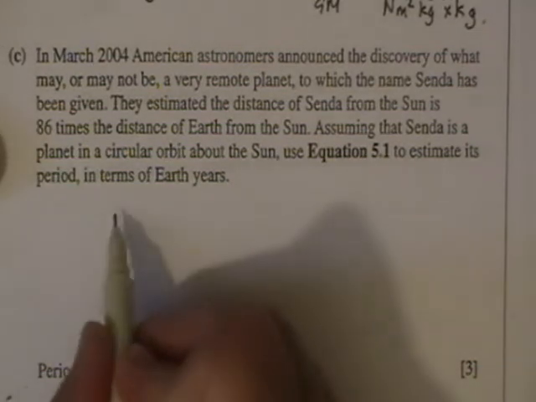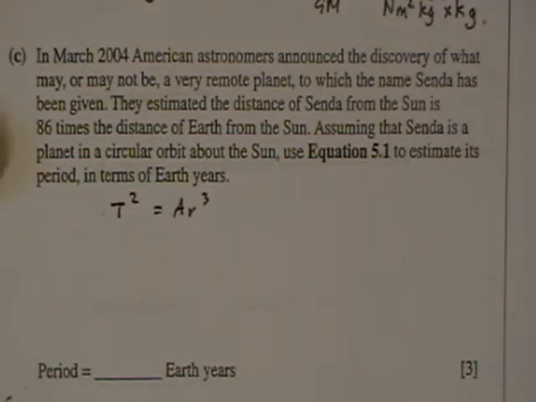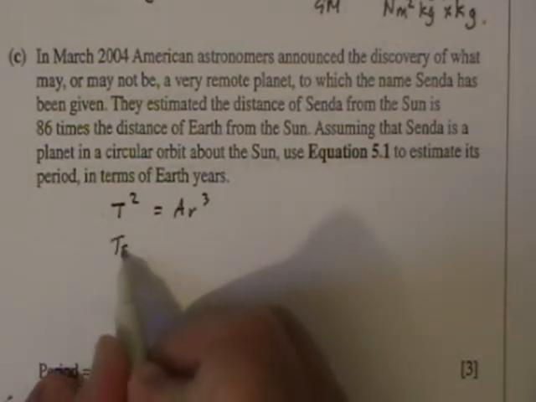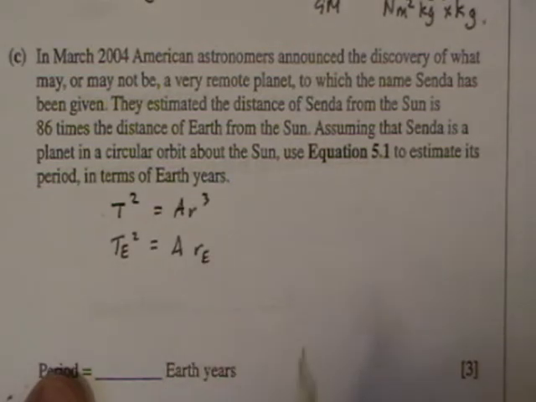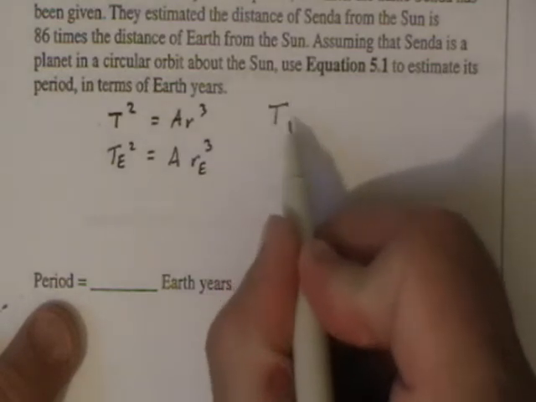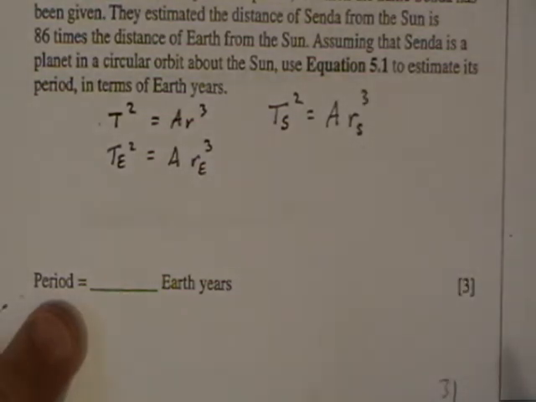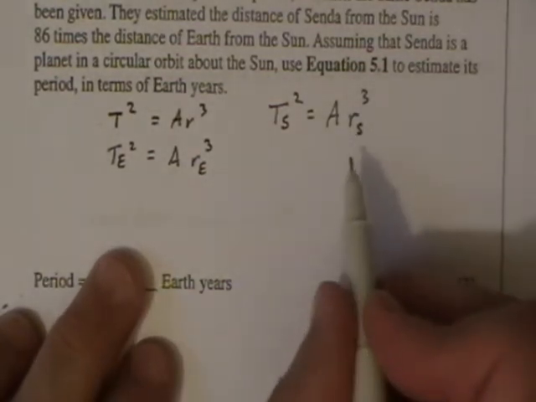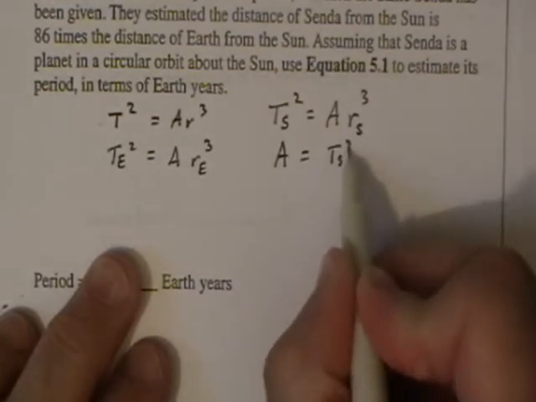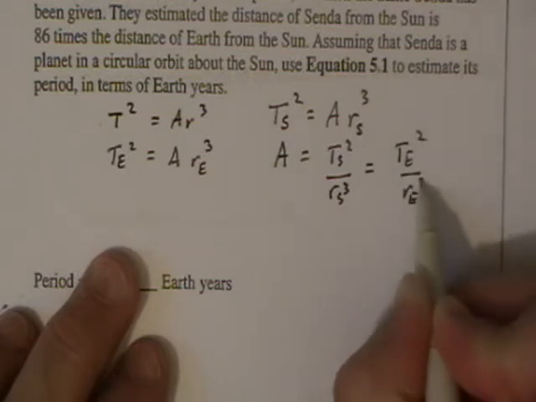So what we're saying now is that T squared is equal to A times r cubed. If we consider that equation in terms of the information in the question above, for the Earth, T for the Earth squared is equal to A times the radius of the Earth's orbit around the Sun cubed. And for Sedna, T for Sedna squared is equal to A times the radius of Sedna's orbit cubed. I can rearrange that and say A is equal to Ts squared over rs cubed, which is also equal to Te squared over the radius of the Earth's orbit cubed.